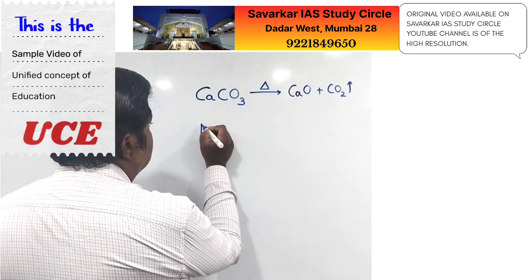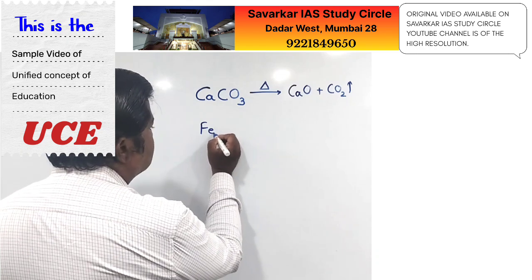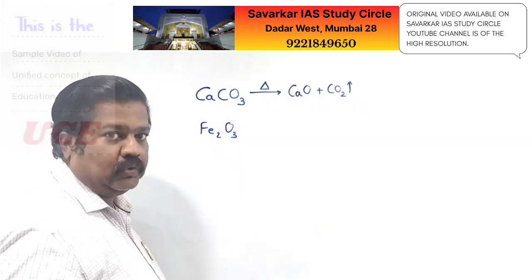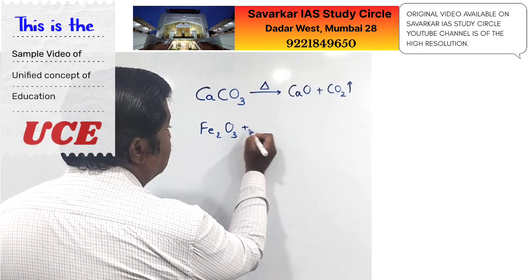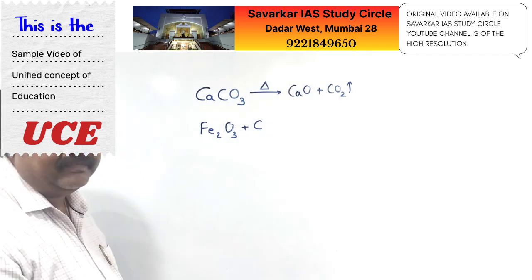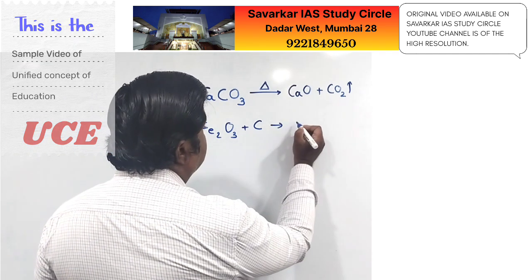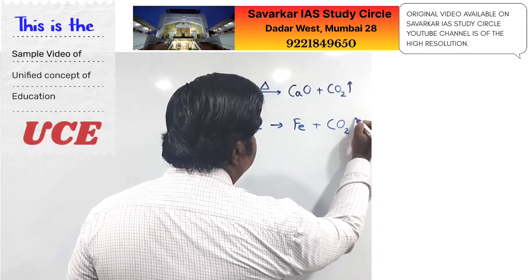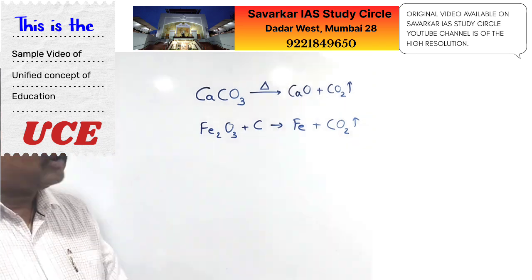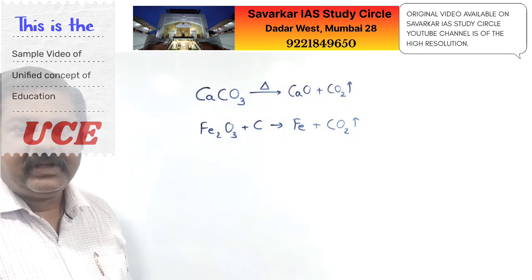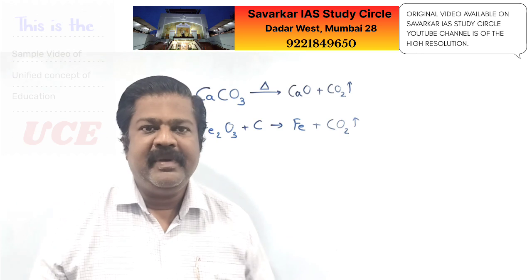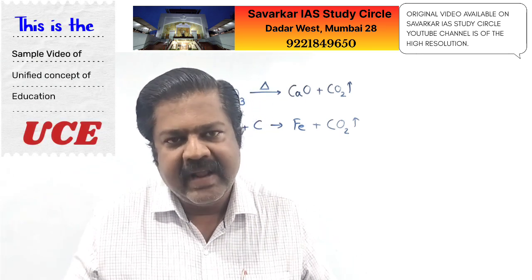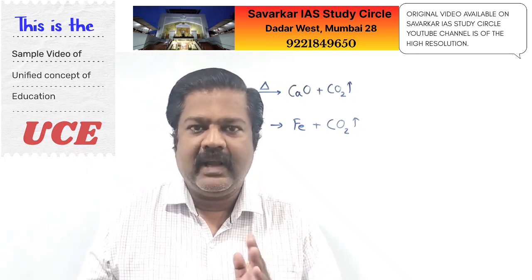Say for example, iron oxides are there. Generally we can consider Fe2O3, but a variety of iron oxides are there. If they are reacting with carbon, then we are getting iron. This reaction is not balanced. I will teach balancing afterwards. And carbon dioxide is released. So here we are considering this under chemical decomposition. So like that, a variety of reactions are there for decomposition.